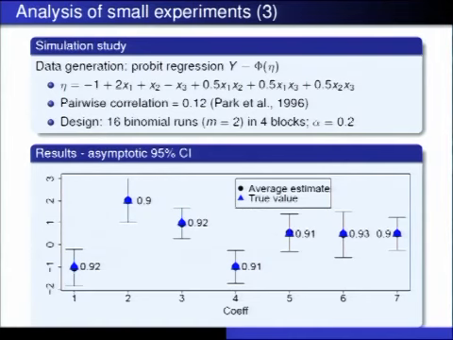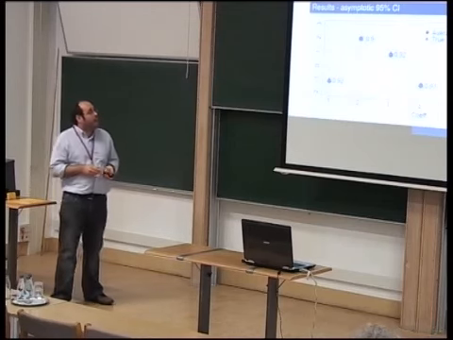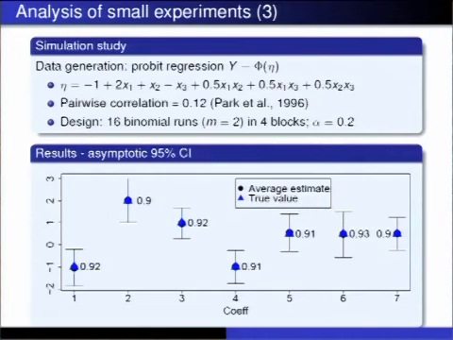Does it work? Any sensible measure in terms of the estimates you still get? Well, we've investigated this through simulation studies. So here's an example where we did 10,000 simulations from a probit regression again. We've got 3 variables included in our model, and we've also got the interactions between them, and these are the values for those variables. We generated data with pairwise correlation 0.12. And our design, and I'll talk more about how we find these designs in a moment, has 16 binomial runs split into 4 equal blocks, and we found our design assuming our working correlation would be 0.2.